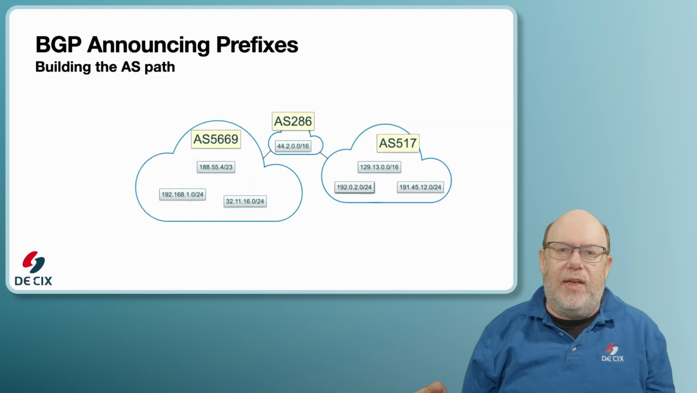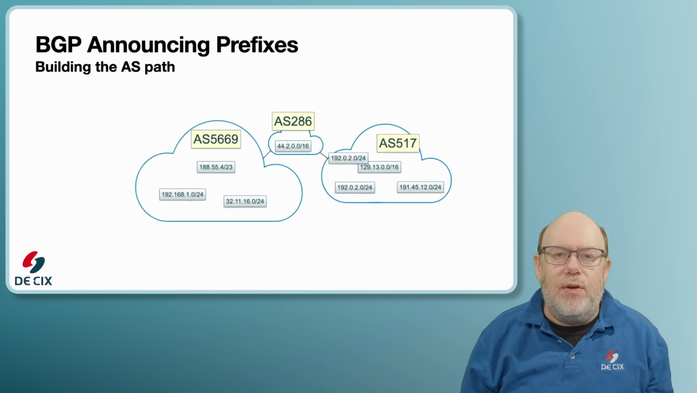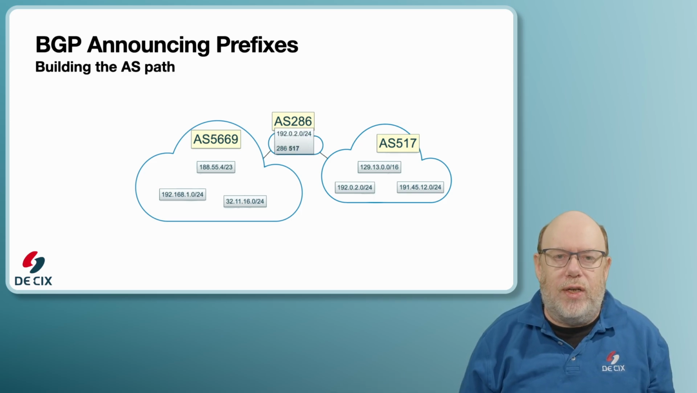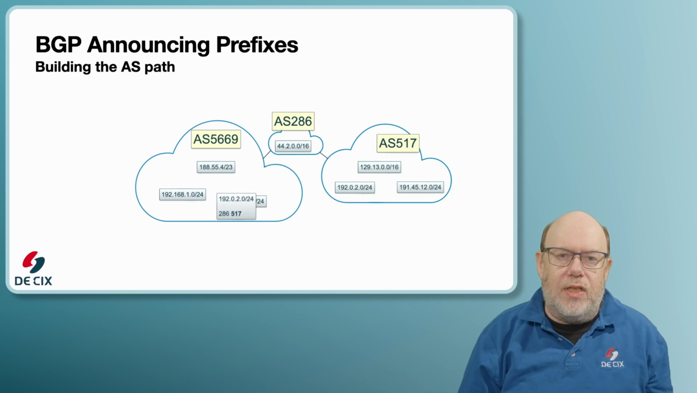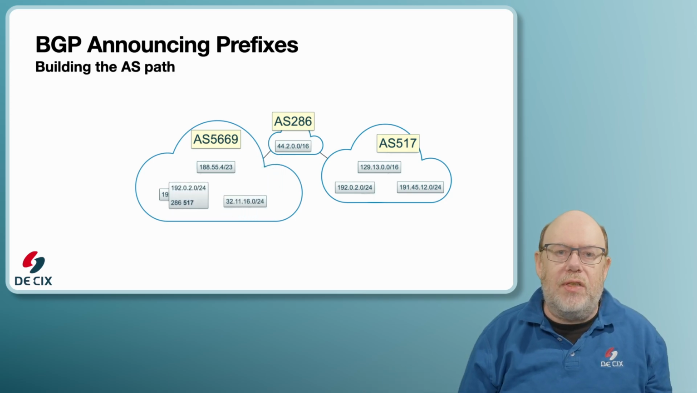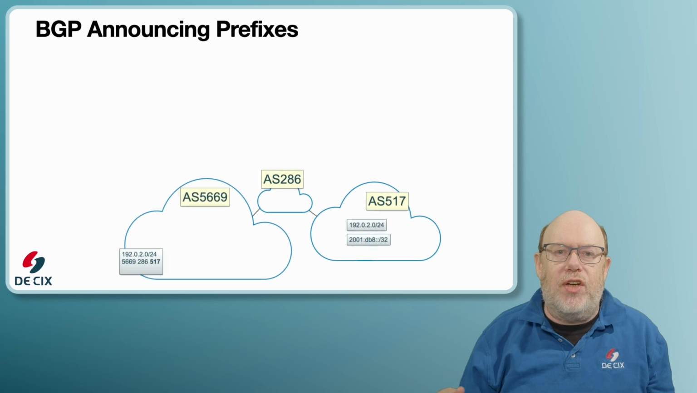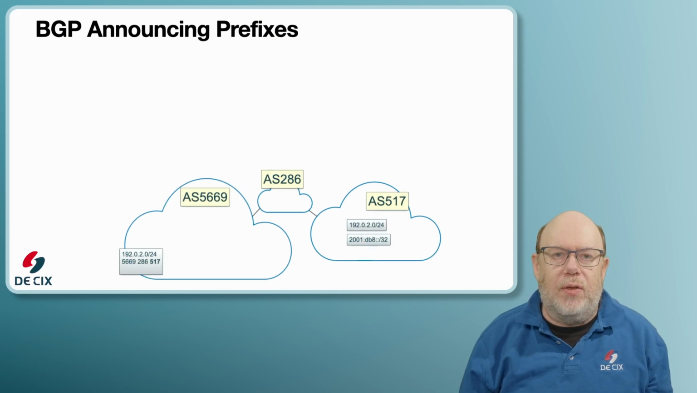Short example, again, with announcing a prefix: I'm adding my AS number, announcing the prefix to my neighboring AS. They add their AS number in front when re-announcing. So we're building up an autonomous system path here, and we have the originator on the rightmost side.